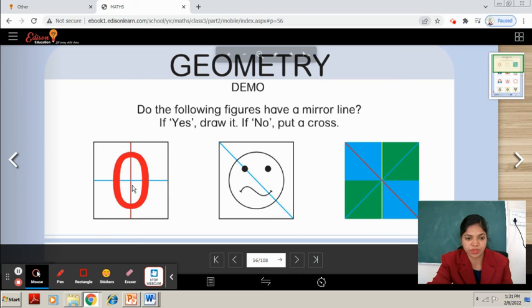You can see students, when you draw one vertical mirror line, it divides the digit 0 into two identical halves. And when you draw a horizontal line, it also divides digit 0 into two identical halves. Right. And in this one you can see this is also a mirror line. It divides this face into two identical halves.